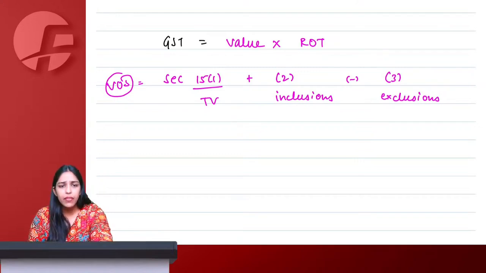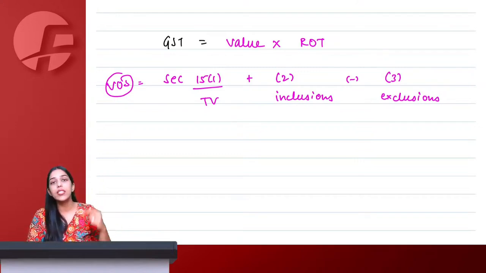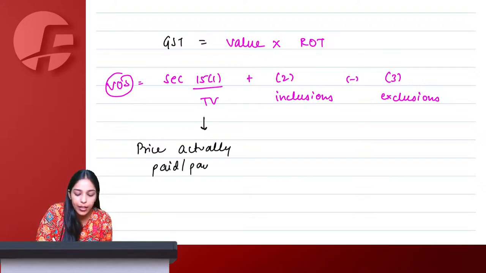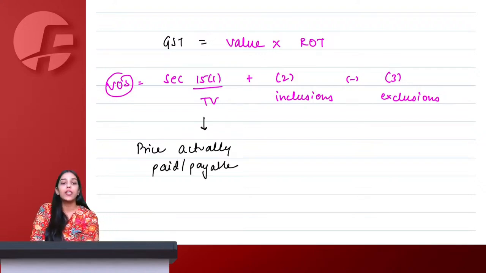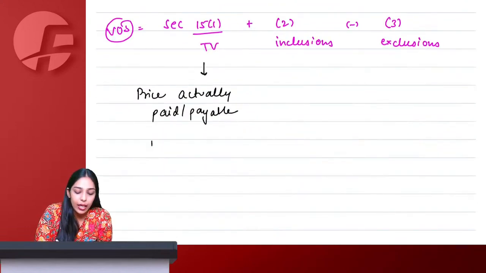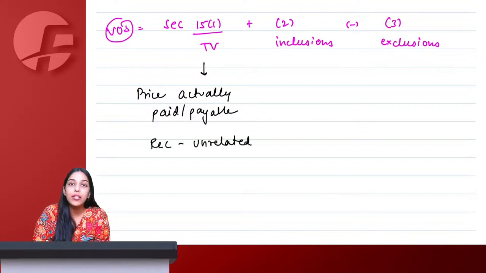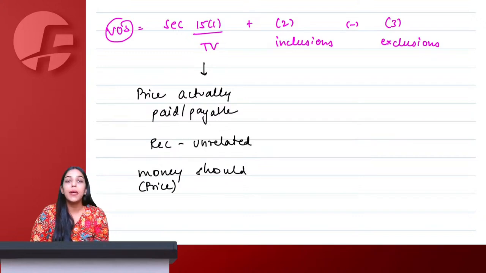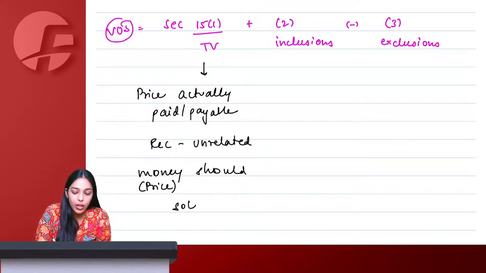Everyone in the comment section, what is a transaction value? Ma'am, transaction value means price actually paid or payable. Very simple. Whatever price I have to actually pay is my transaction value. But the condition says that the recipient should be unrelated. Recipient should not be a related person and money should be the sole consideration. Money, or as we call it price, should be the sole consideration.